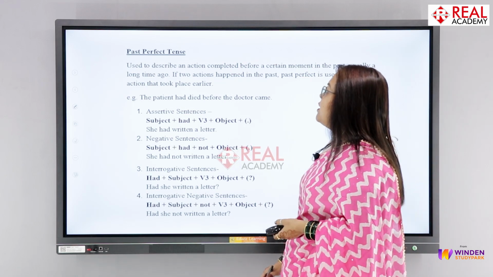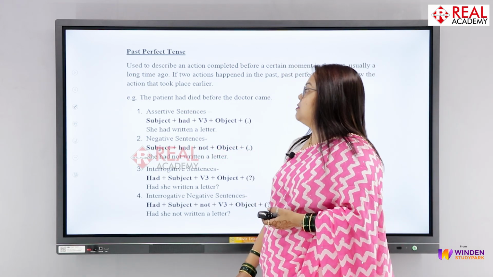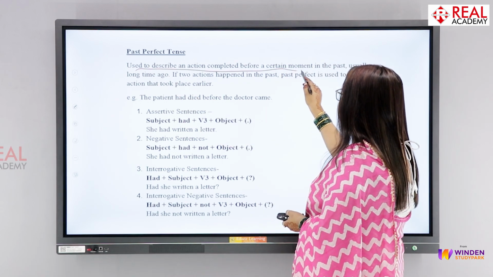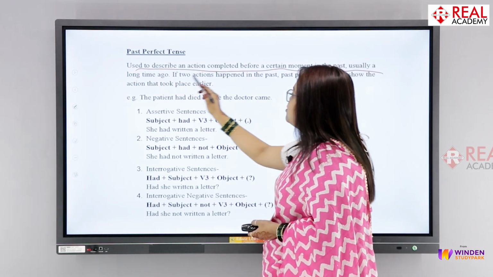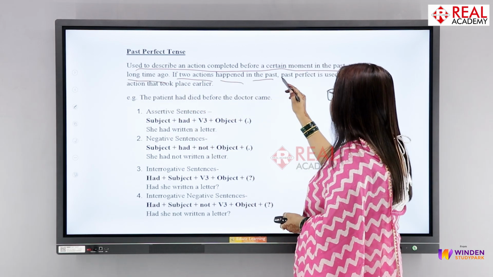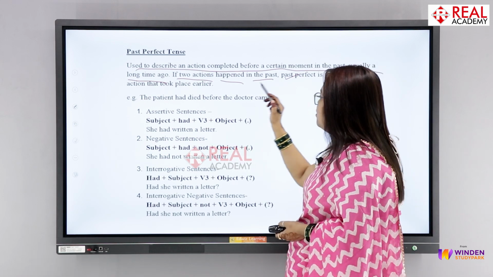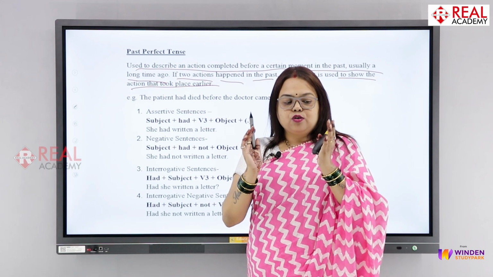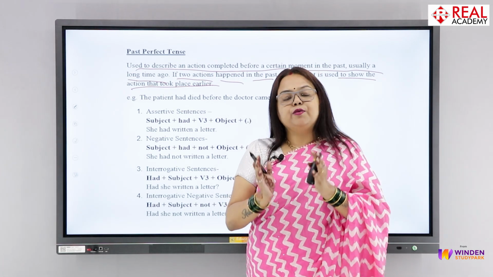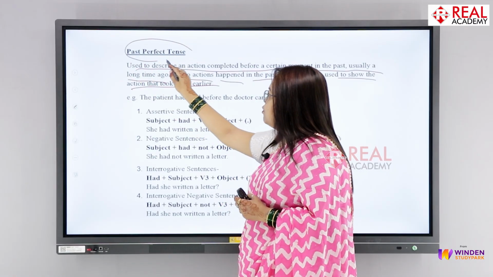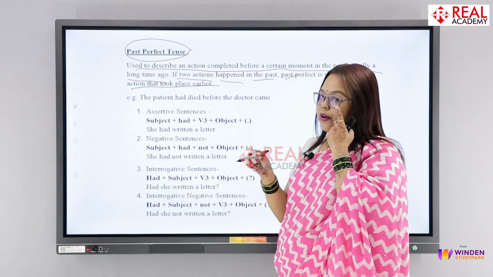Moving on to the next, we have past perfect tense. It is used to describe an action completed before a certain moment in the past, usually a long time ago. If two actions happened in the past, past perfect is used to show the action that took place earlier. That means the action which had already been completed earlier is to be understood with reference to past perfect tense.